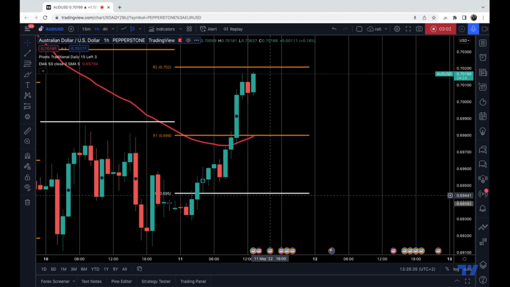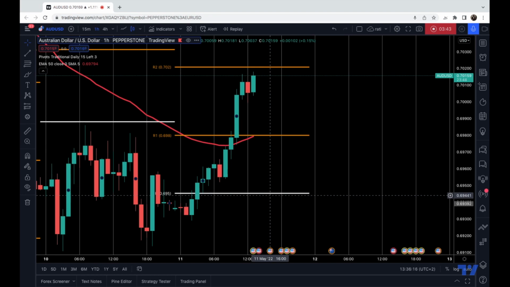Or, if you want to get more confluence on your trades, you could also use the moving average. If you have a look at my chart, you can see that I have the 50-day moving average on my chart. So you could say if price is above the pivot point and it is also above the moving average, you are only looking at taking long trades. The opposite if you want to go short. If you see that the price is below the pivot point and it is also below the moving average, you'd only be interested in taking short trades.